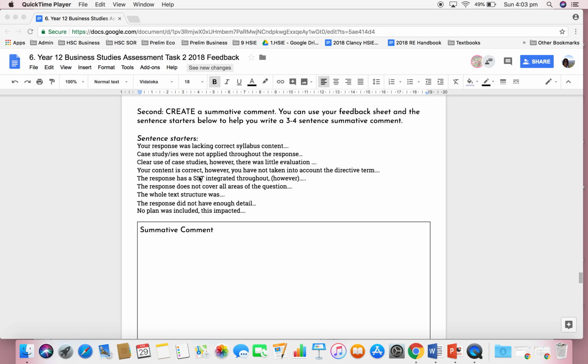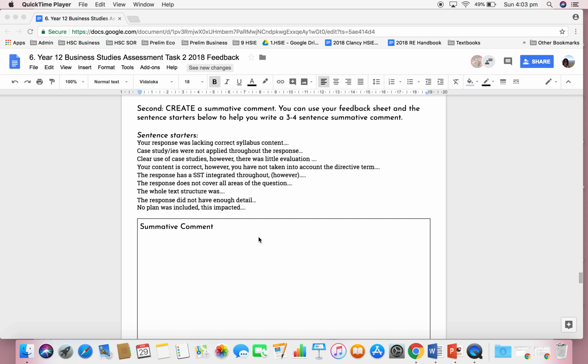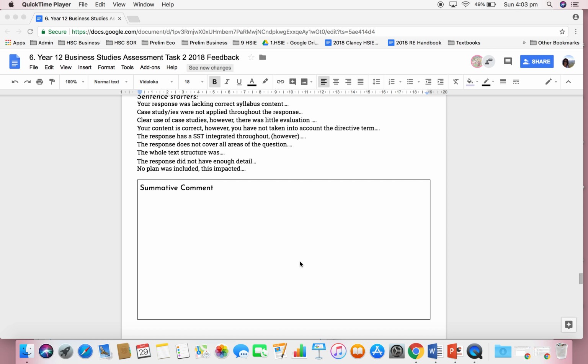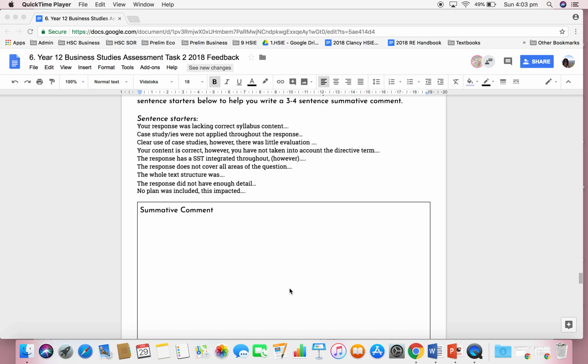Now, to do that, I've given you some sentence starters. You may be able to use 4 of these and apply them to your response, or you may use them as inspiration and come up with your own. So have a look at these sentence starters now. You may need to change it. If it's a positive and yours wasn't so great, you may need to change it from a positive word to a negative, or vice versa. So have a go now, please, at writing your 3 to 4 sentence summative comment of your response.